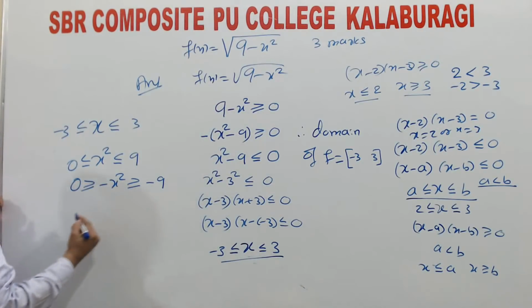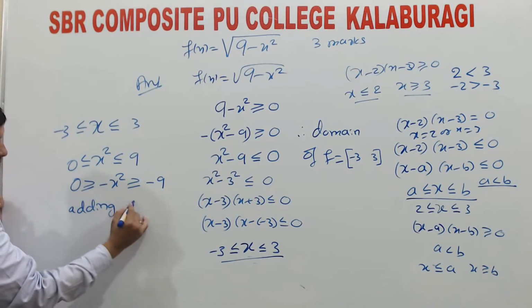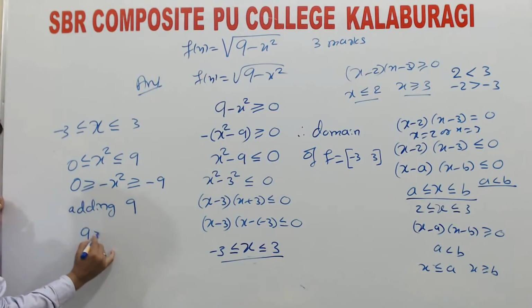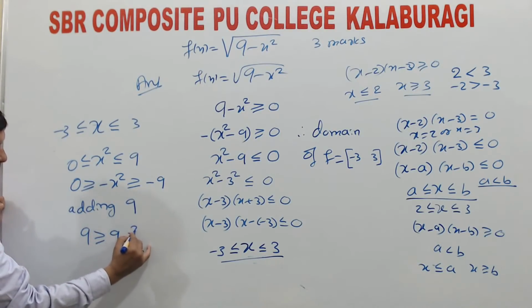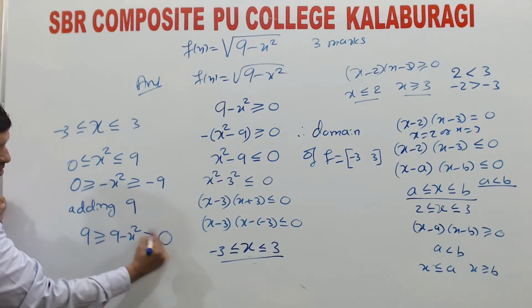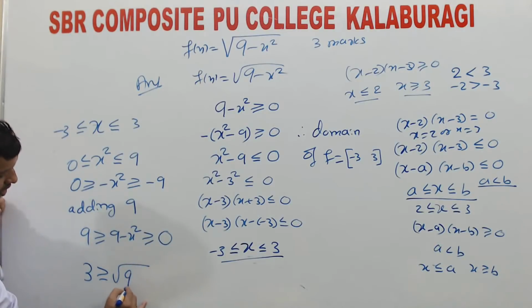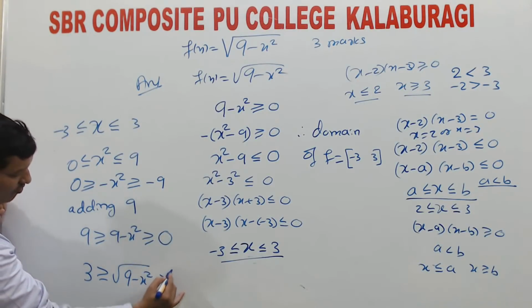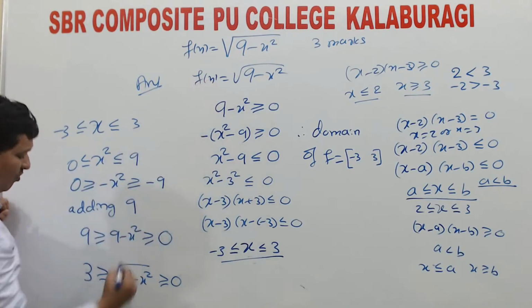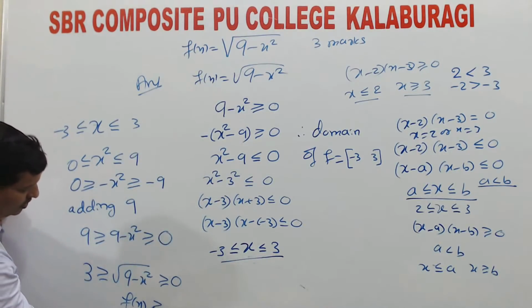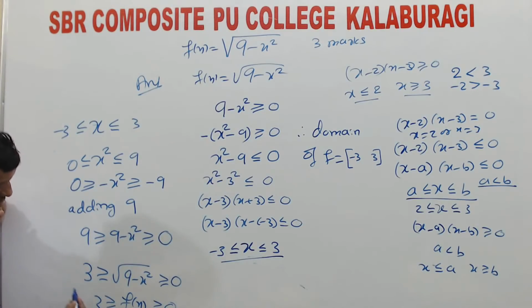Adding 9 to all terms. 0 plus 9 is 9. Then 9 minus x square. 9 minus 9 is 0. Take the root on all sides. Root of 9 is 3. Root of 9 minus x square. Root of 0 is 0. This is nothing but f of x. F of x is greater than or equal to 0 and less than or equal to 3. So f of x lies between 0 to 3.